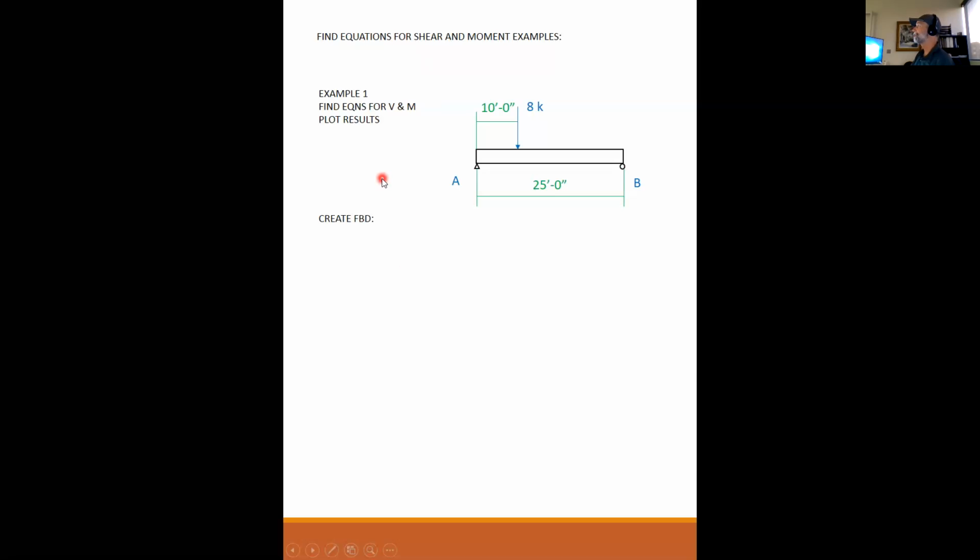Okay, so the first step to all of these types of problems is going to be to find your reactions. To find your reactions, we're going to create a free body diagram. So in the free body diagram, the load is the load, but I have an unknown reaction at A and an unknown reaction here at B. I need to solve for those.